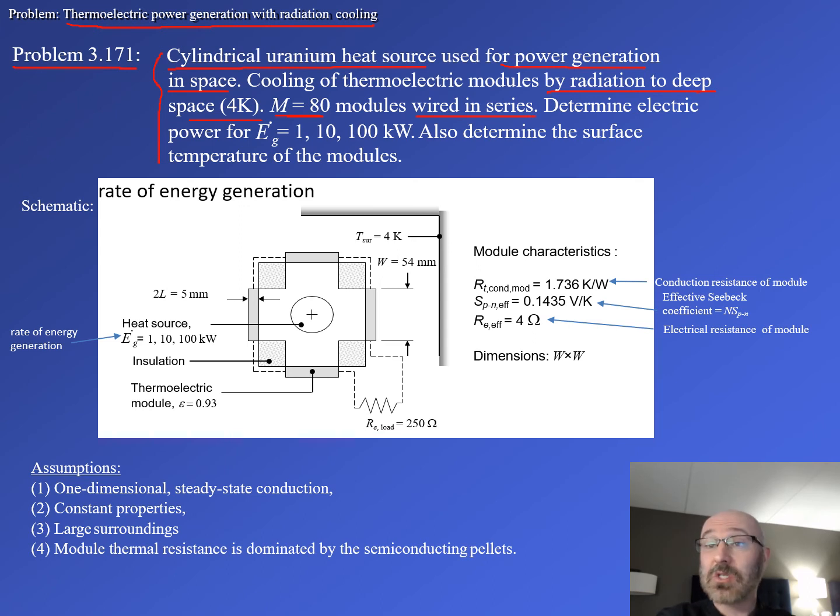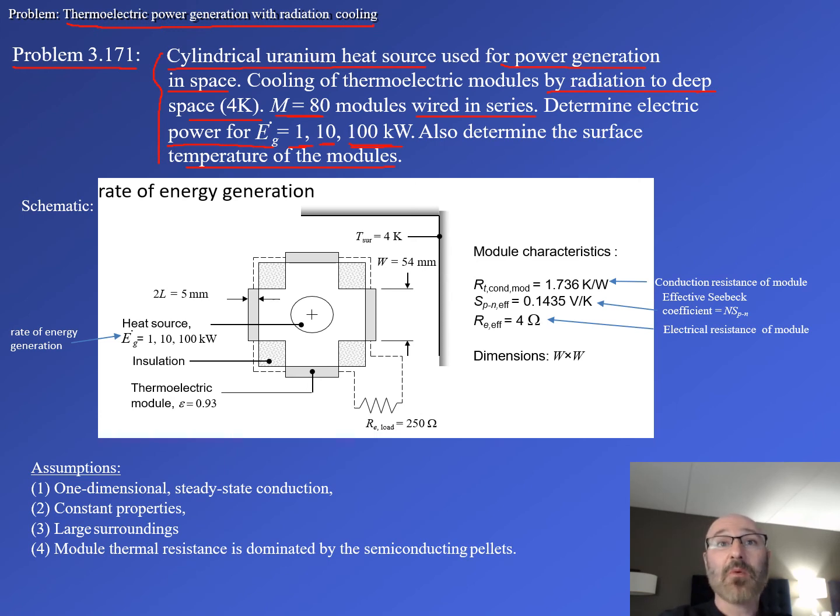They want us to determine two different things. First, they want us to find the electric power for our E sub G, or our rate of energy generation, of 1, 10, and 100 kilowatts. They also want us to determine the surface temperature of the modules. So two different things we want to solve for. And again, this is for three different cases, 1, 10, and 100 kilowatts for our E dot G, our rate of energy generation.